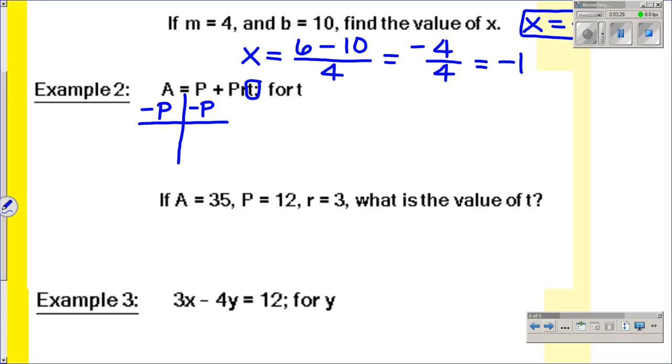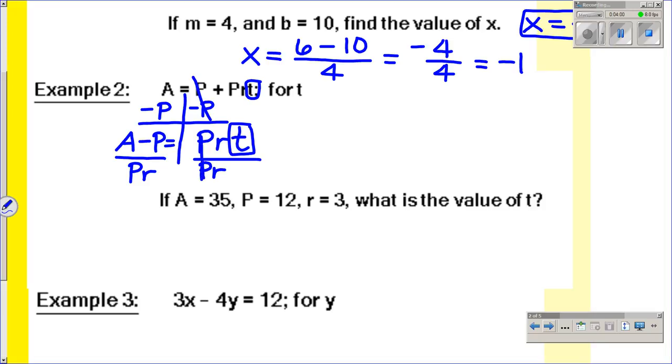And again, the A and the P are not like terms, so we're going to write the expression out. A minus P equals, our P minus P equals 0. They cancel out. And we still have P times r times t. Now again, we're trying to only keep the t. And when you have variables all multiplied together, you're just going to divide out the variables you're trying to move to the opposite side. So we're going to divide by the P and the r on both sides.